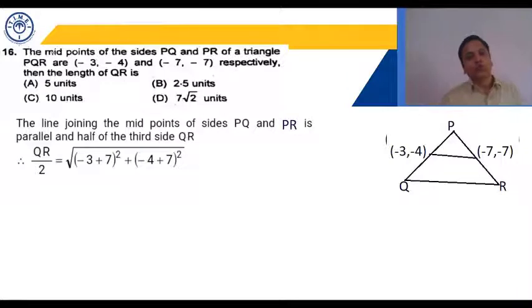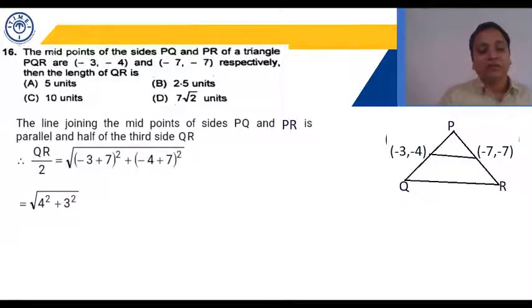Now QR by 2 is the length of this segment. -3 minus (-7) becomes +7. So (-3 + 7) whole square plus (-4 minus -7, which becomes +7) so (-4 + 7) whole square, all under a square root. This is half of QR. So -3 plus 7 is 4 and -4 plus 7 is 3. So it becomes 4 square plus 3 square.